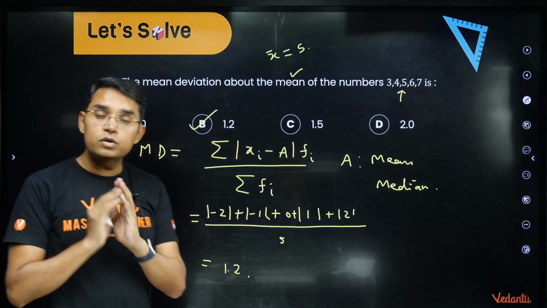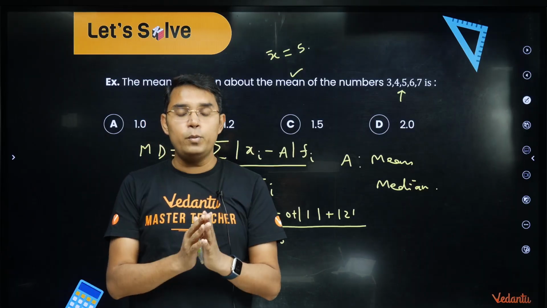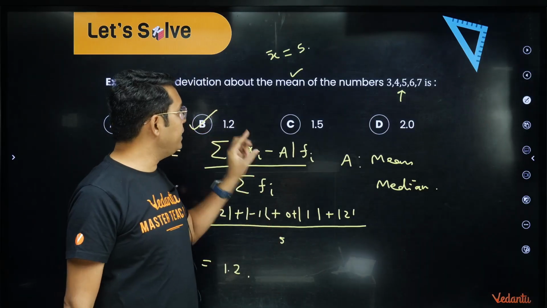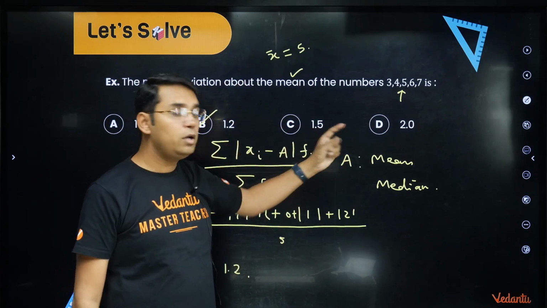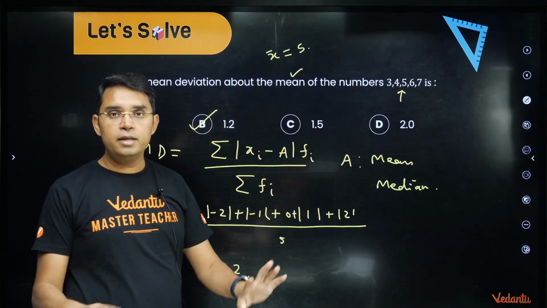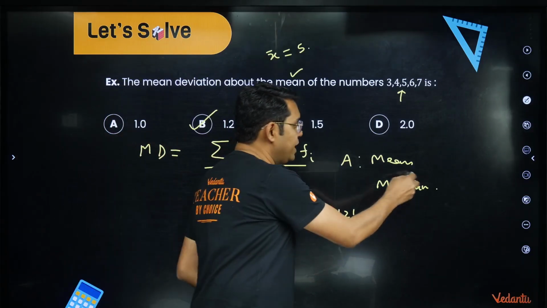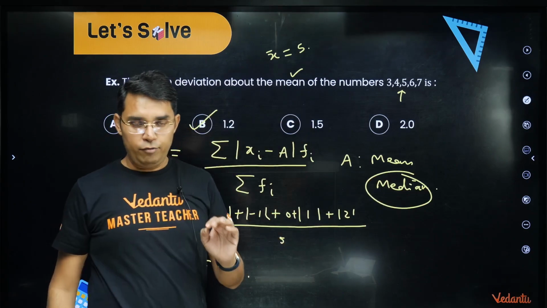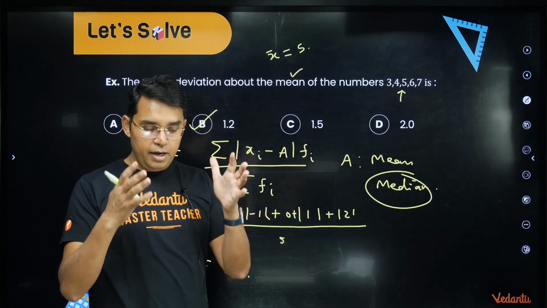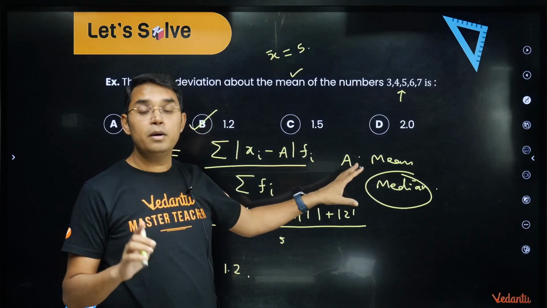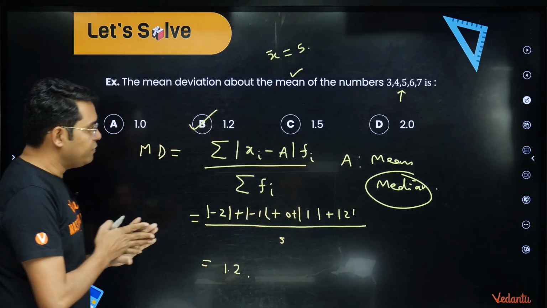Okay, I was about to tell you there is one very important property: if you are taking mean deviation about mean or median or any other number, it will be minimum when it is taken about median. If you take your mean deviation about median, it is minimum. Okay, so that is one very important thing.